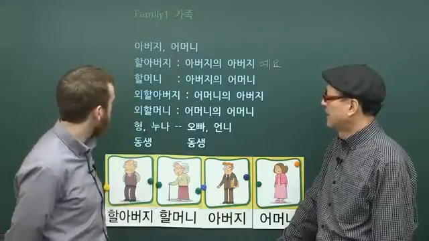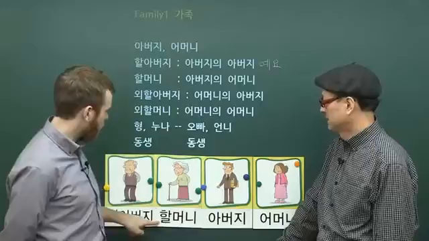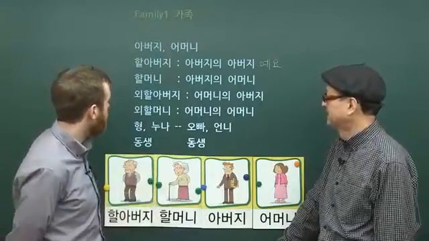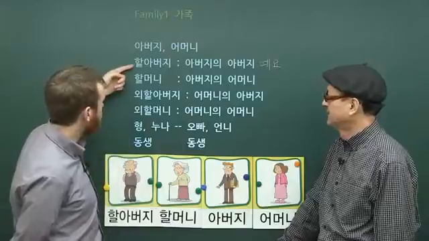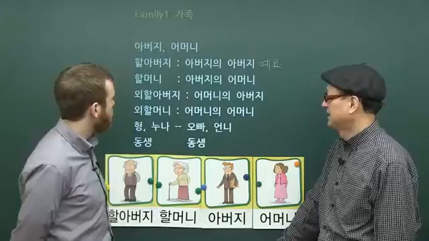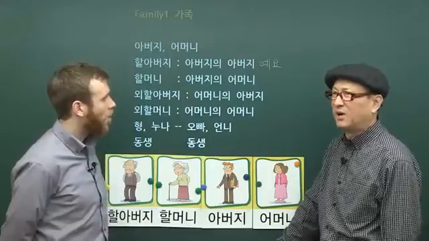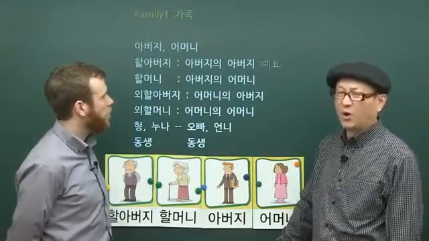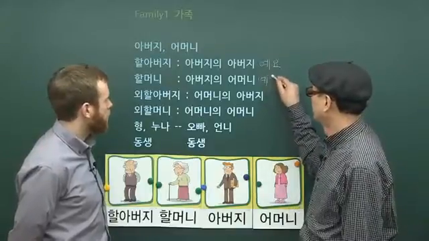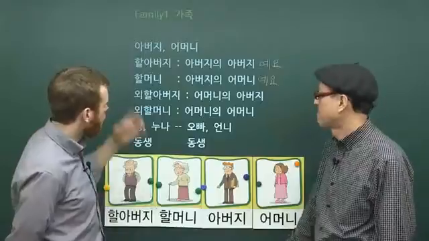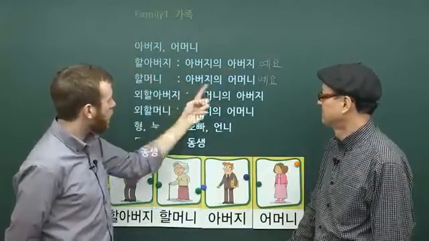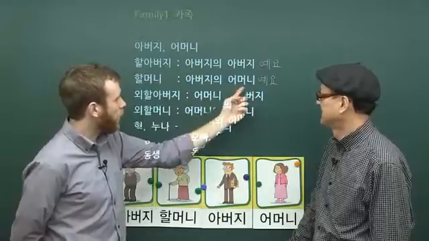Below grandfather we have 할머니, and I've got my picture of 할머니 here, so this would mean grandmother. Just like I made a sentence with 할아버지, I can say the same thing about 할머니. 할머니는 아버지의 어머니예요. My father's father is my grandfather. My father's mother is my grandmother.